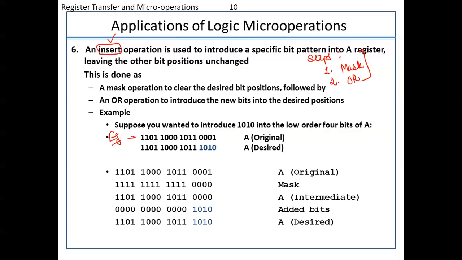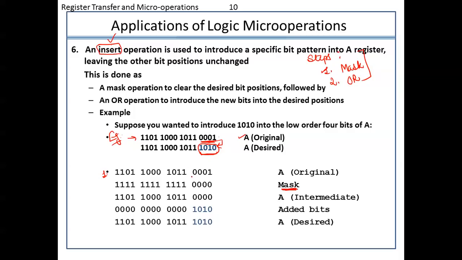The example says this is the original data stored in the register. Now you want these bits of the A register to be changed with these new bits. That means I need to insert new data on a portion of the bits available in register A. So how could I do that? As I said earlier, it is a two-step process. I will start with the very first operation, which is called the mask operation. Let's understand how to do that.